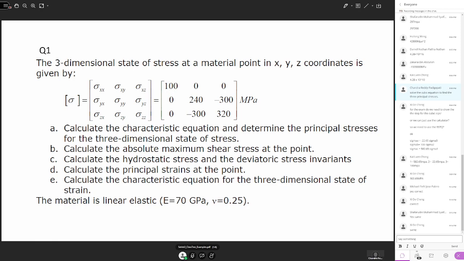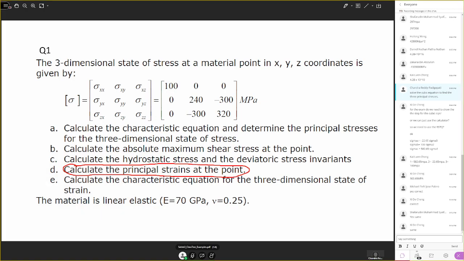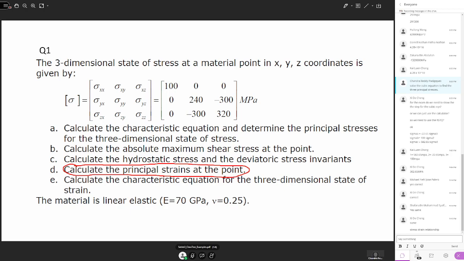The next question is to calculate the principal strains at the point. So part D asks you to convert the stress tensor into a strain tensor. So guys, how do you do this part D? You're asked to find the principal strains. You can apply the stress-strain relationship.